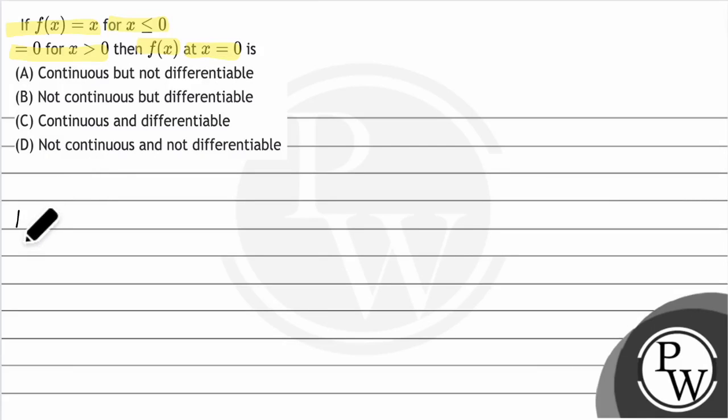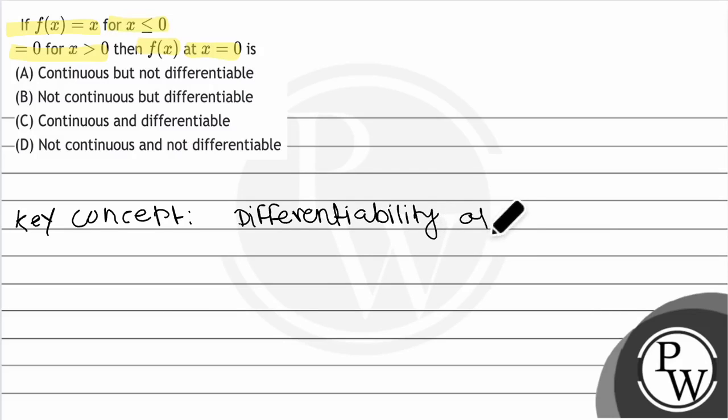Okay, so guys, what is the key concept here? The key concept to solve this question is, what is the key concept? Yes guys, anybody can tell me? Differentiability of function. Differentiability of function means what we have to check here? We have to check whether the given function is differentiable or continuous. We have to check that.